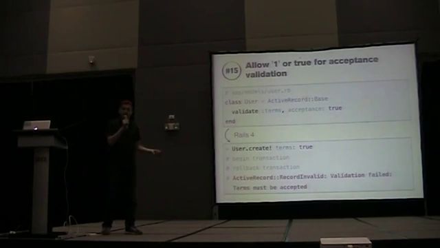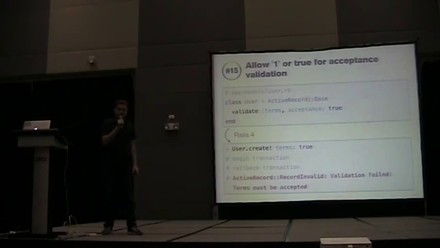Active Record has validates acceptance of that you can use, for instance, to make sure that the user accepts the terms and conditions. The problem is that in Rails 4, if you have this code validates terms acceptance true, and then you try to create a user and you say terms true, you expect this to work, but actually it doesn't in Rails 4. You get validation failed.